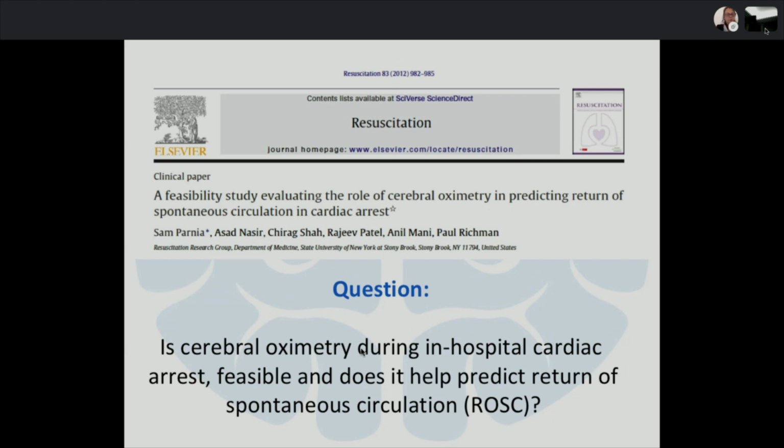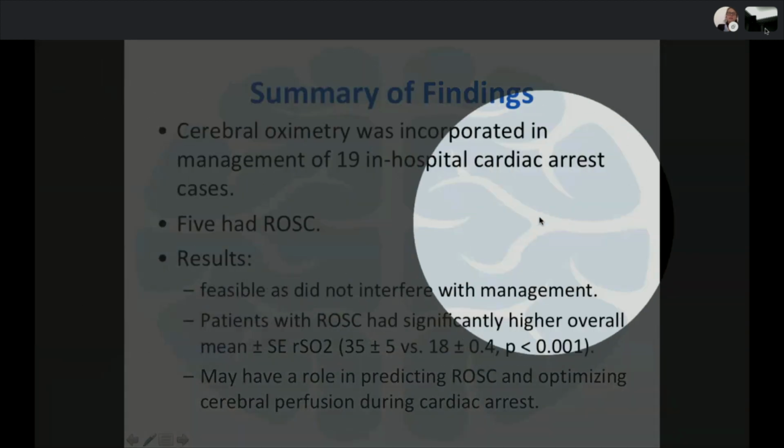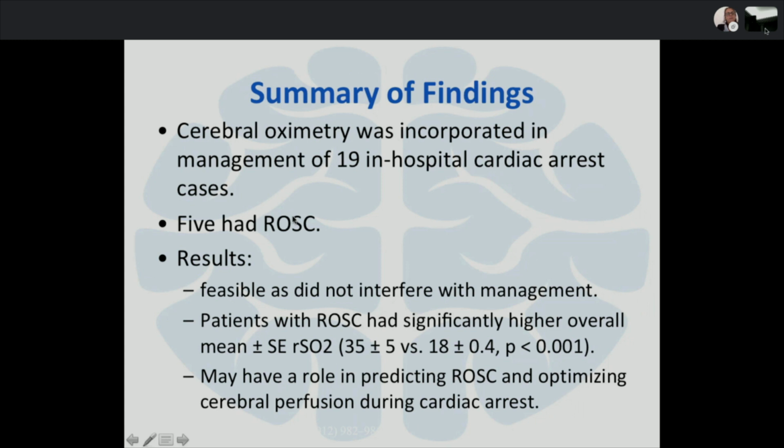Again, this is another study which has been performed determining the cerebral oxygenation values in patients with cardiac arrest. So the question here is whether it's feasible or helpful to predict the return to spontaneous circulation, and these are the results. 19 in-hospital cardiac arrest patients, of these 5 achieved ROSC. First of all, this method is feasible, so it does not interfere with resuscitation or the clinical management, which is already a very important message.